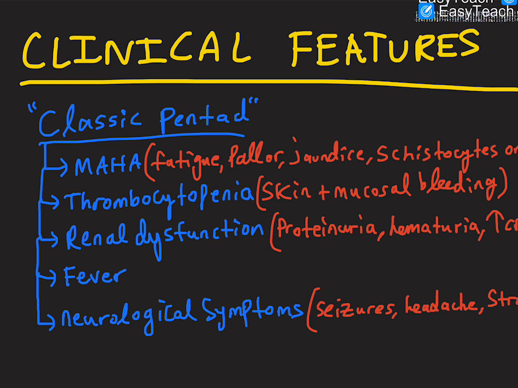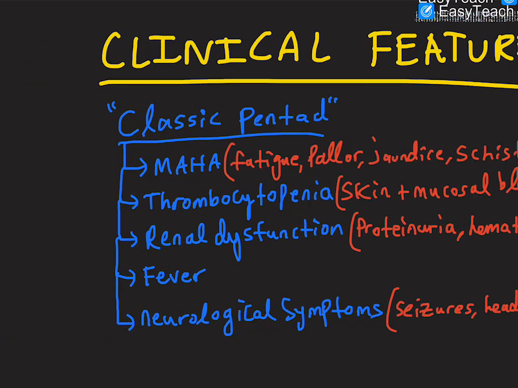In TTP, you find a classic pentad. So there are 5 things we should remember. First being MAHA, like we said in the beginning of the video. TTP is a type of microangiopathic hemolytic anemia. Why do you get hemolytic anemia?